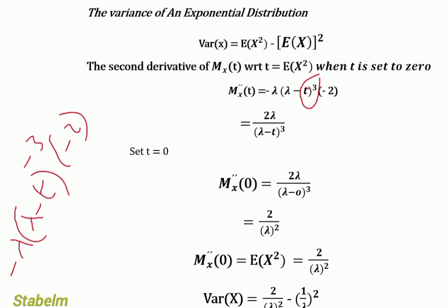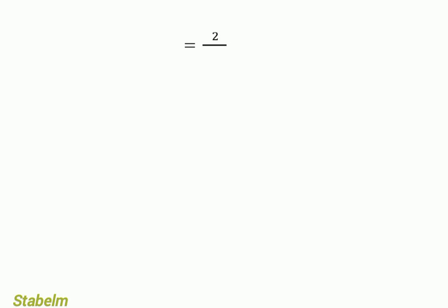You can see, because E of X is 1 over lambda and it is all raised to the power 2, if we open this now, we are going to have 1 over lambda raised to the power of 2. So that leads us to this: 2 over lambda raised to the power of 2 minus 1 over lambda raised to the power of 2. We have the same denominator here.